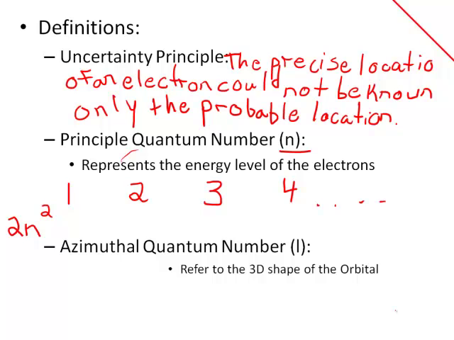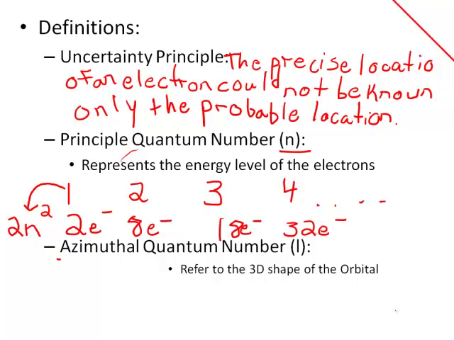If I plug 1 in for n, I get the number 2. I'll represent electrons by e minus. So 2 electrons can go in that first one. You'll figure out that 8 can go in the next one, 18 can go in the third one, and then 32 can go in the next one. So that told you how many electrons could go in each energy level. Now, where were they going to go?